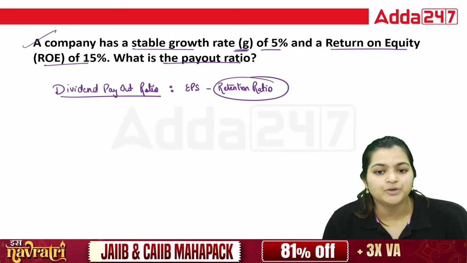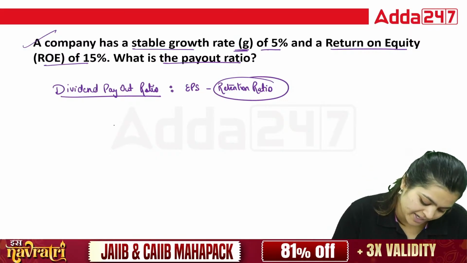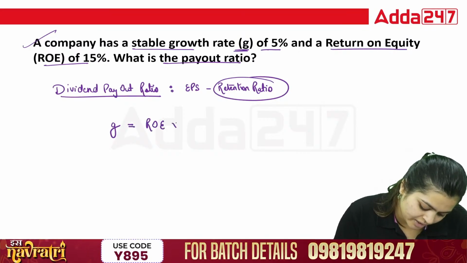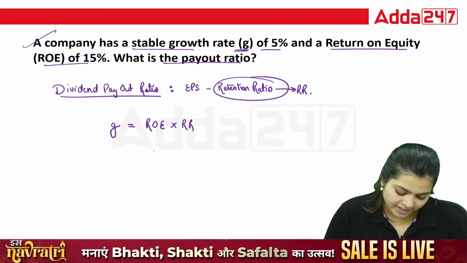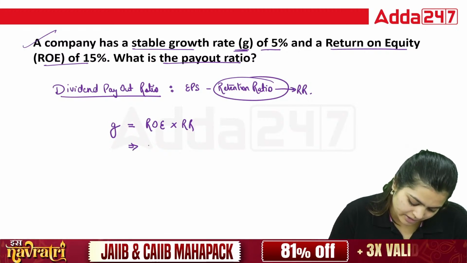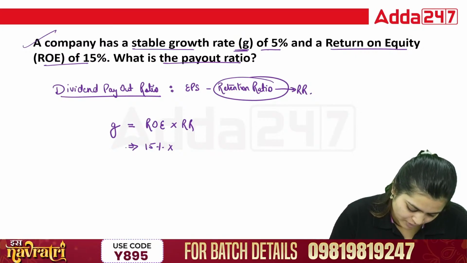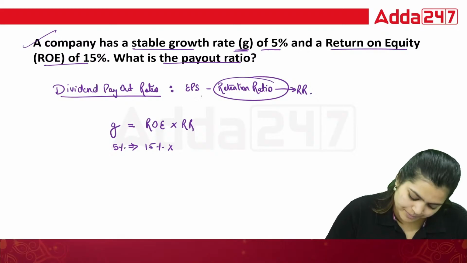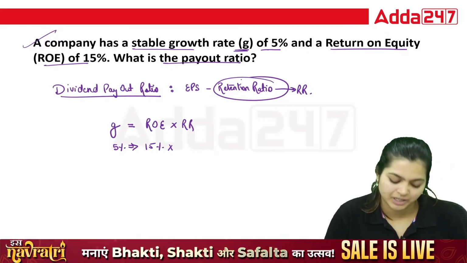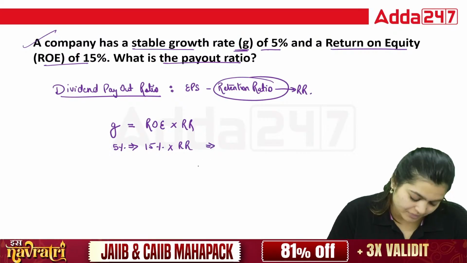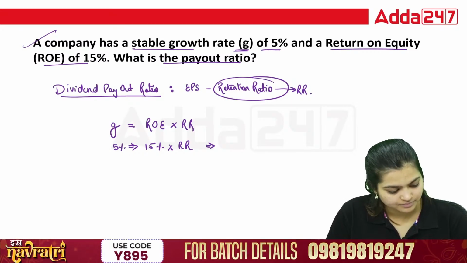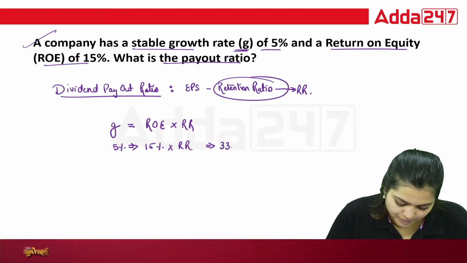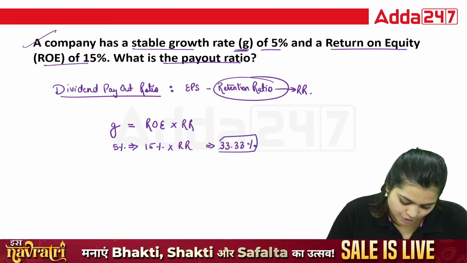But how to calculate retention ratio? We know it, because the formula is growth equals ROE into retention ratio. This is your RR. We know this formula. So this formula says that ROE is your 15% and here is your retention ratio. Means if you subtract retention ratio from EPS, you can get dividend payout ratio. So RR is going to be what? That is going to be 33.33%. This is your retention ratio.